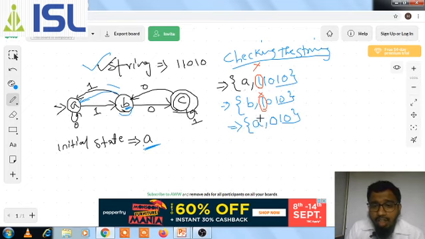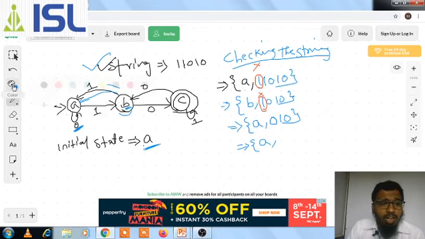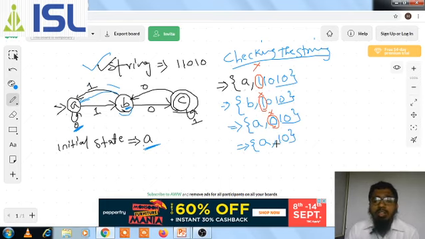Now check, if A is 0, where is it going? A is 0, 0 means it is going to A only. So this is A, and here we need to remove this one, and the remaining string is 1 0.